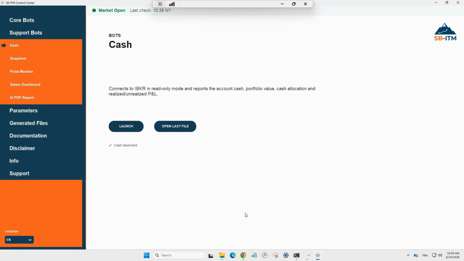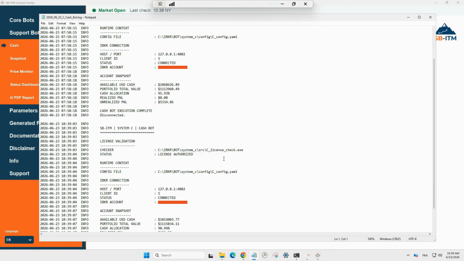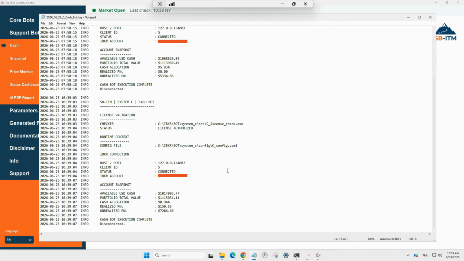The CashBot now updates the portfolio view after the first phase of the session. AGX has been closed with a small realized profit, while the remaining open positions show an unrealized profit of around $7,200. The cash allocation is still close to 91%, which means roughly 10% of the portfolio is currently invested. We will run the CashBot again shortly before market close to compare the end of session cash level, portfolio value, and profit and loss.